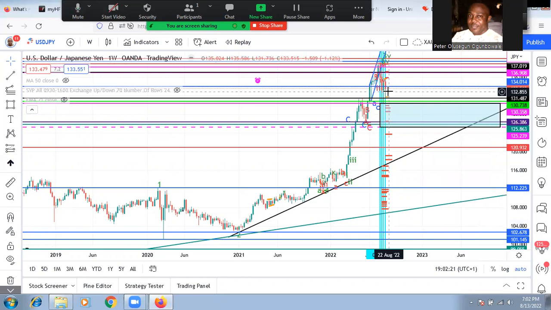So we want to do it with 5. And from the way it looks, we should have a deep pullback. We should have a deep pullback at least to this level. And where is the price at the moment?